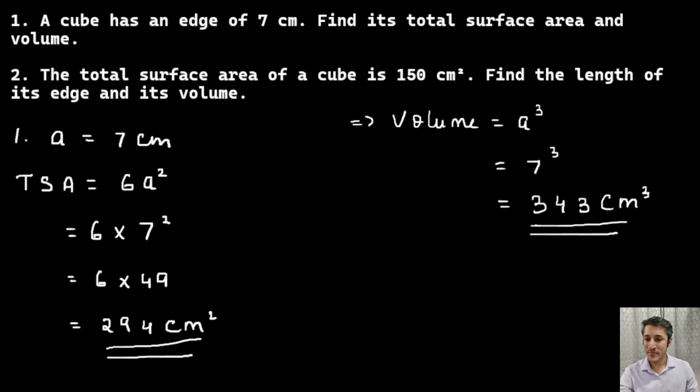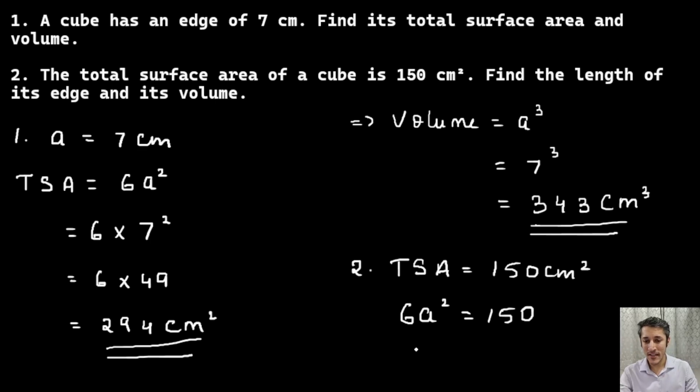Now, in the next question, we have been given the total surface area of the cube is 150 centimeters square. We need to find the length of its edge and its volume. All right, let's try the second one. So in the second question, we have been given the TSA, total surface area, is equal to 150. So here we'll apply the formula. The formula for total surface area is 6A square. 6A square is 150. So A squared would be 150 divided by 6.